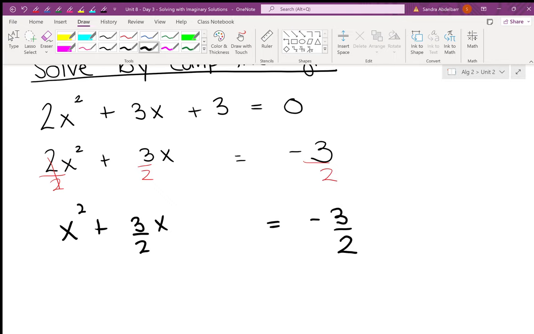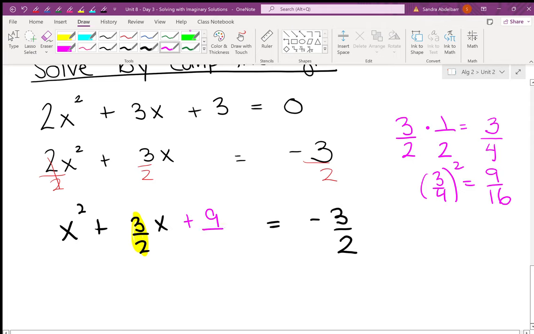All right, now we go to the coefficient of our x term and we take half of it. So remember, we're going to do 3 halves times a half. Multiplying by half is the same as dividing by 2. What do we end up with? 3 over 4. Now, what do we do after we take half of it? We now have to, you got it, take that 3 fourths and square it, which gives us 9 sixteenths. And I'm going to add that to the left side and I'm going to add that to the right side.